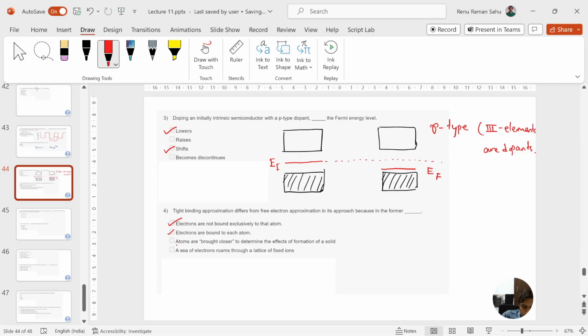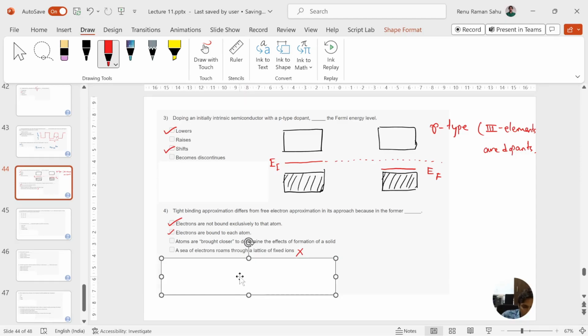Second, 3 is not true. A sea of electrons roams through a lattice of fixed atoms. That is also not true. That is a free electron. Atoms are brought closer to determine effects of... That is not true. Why is it not true? Atoms are brought together, no? Only when they are brought together does tight binding happen.